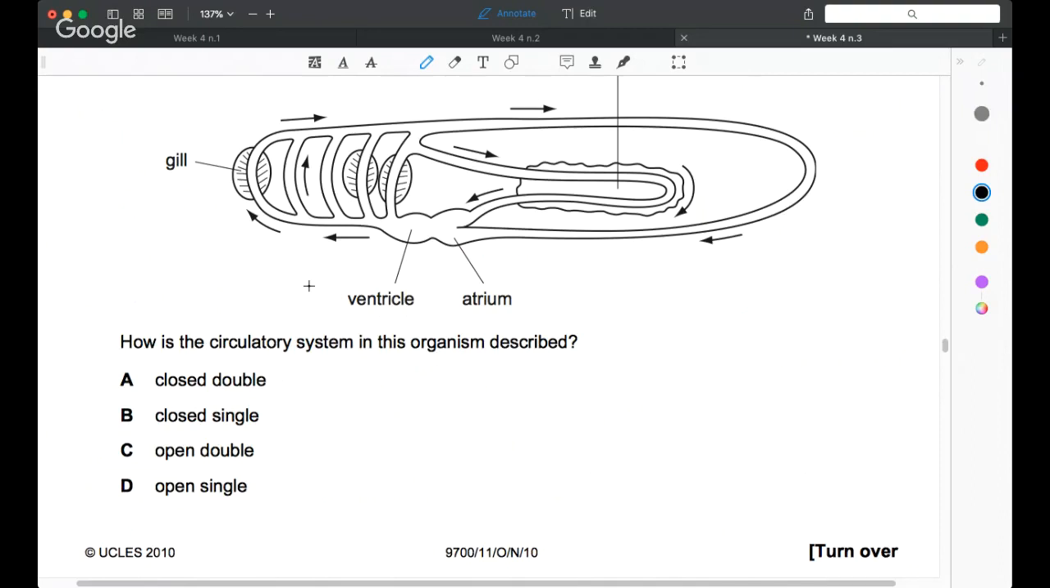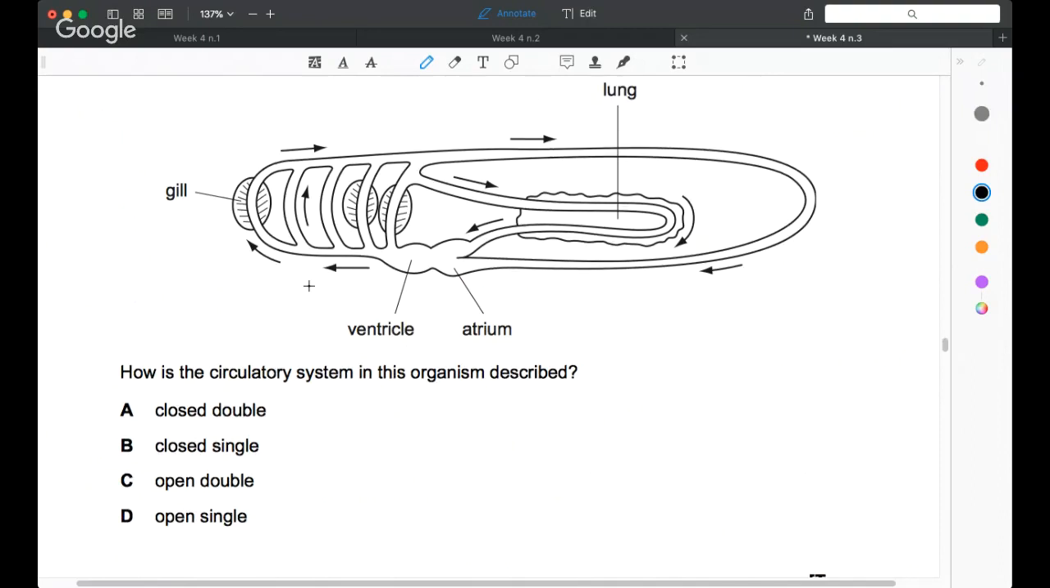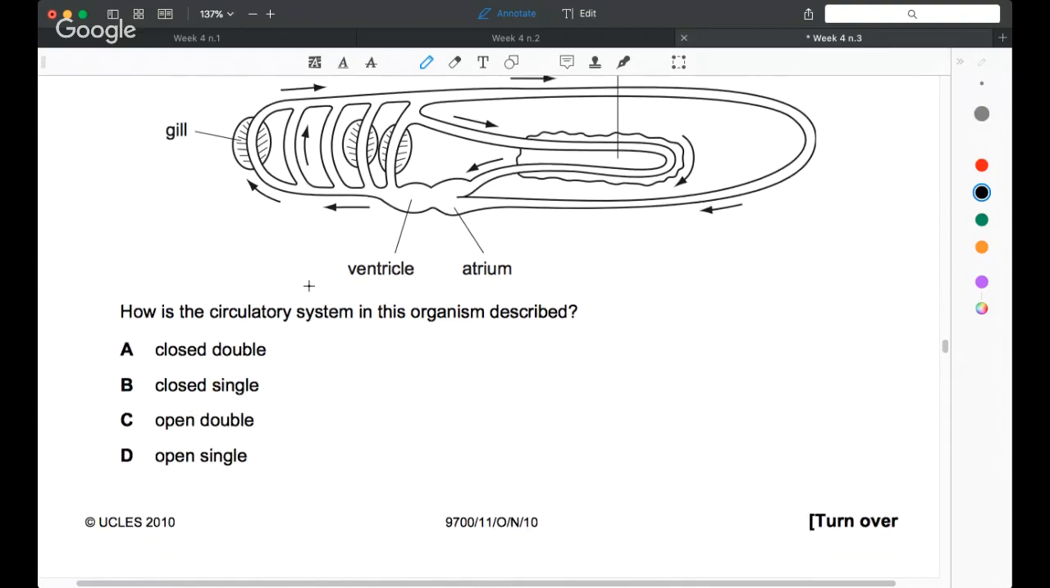Good. And what kind of organism is this? A fish. Yeah, probably. And so you've got the oxygen coming in at a site that's not necessarily going to go through the lungs before it goes through anything else, and that's the gills. Okay.